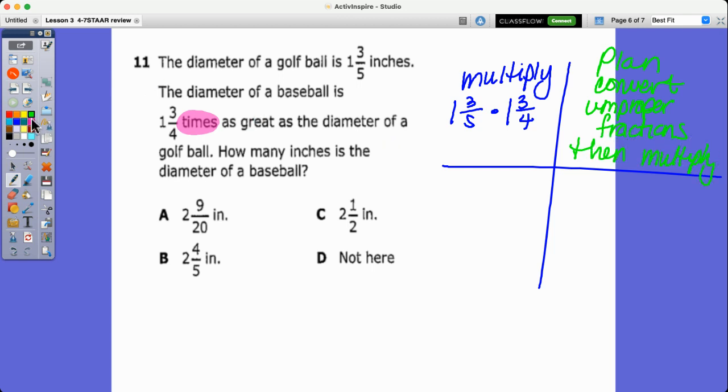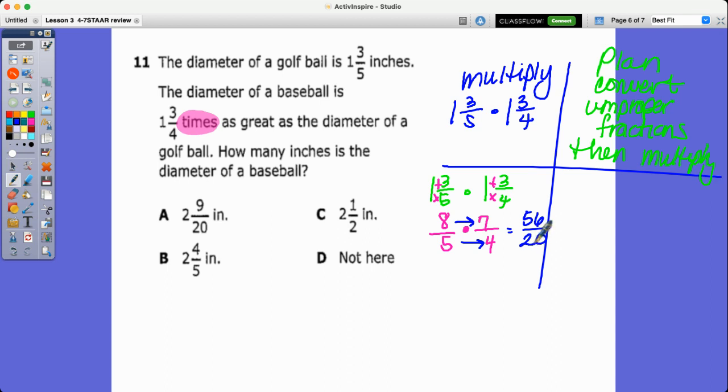Okay, to do this, we use the Texas method. So I have 1 3/5 times 1 3/4. I'm going to come in here and I put my TX. 1 times 5 is 5 plus 3 is 8. That's 8/5. Put my TX in here. 1 times 4 is 4 plus 3 is 7. 7/4. When we are multiplying, we are going straight across. Straight across. This gives me 56 over 20.